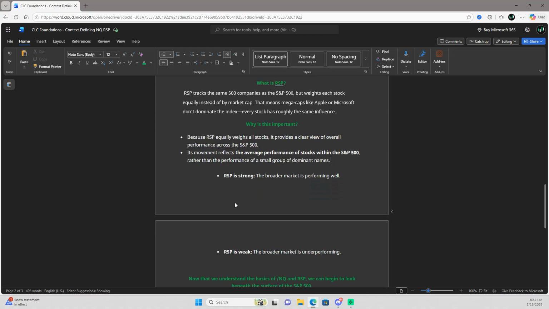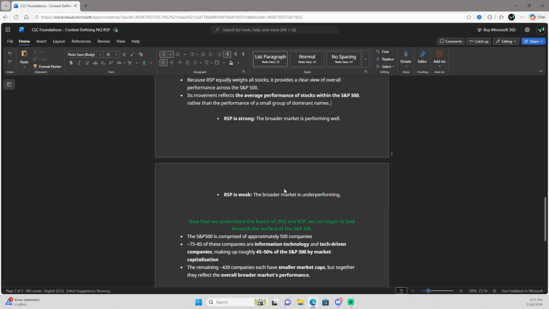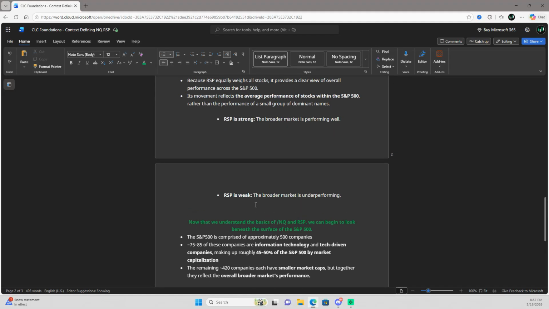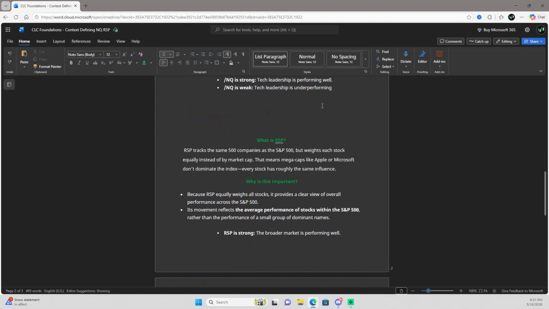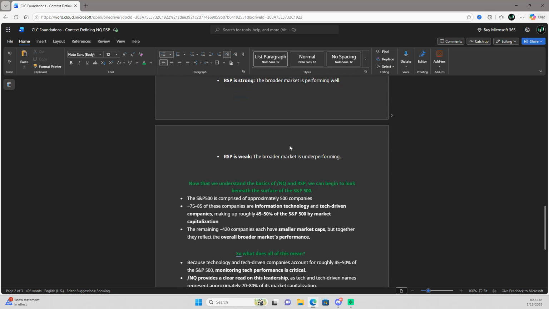So if RSP is strong, that means that the overall broader market is performing well. If RSP is weak, that means that the overall broader market is underperforming. So those are the basics of NQ and RSP. NQ is just a proxy for tech, and RSP watches the average performance of stocks within the S&P 500. So now we can actually move on to why that's important for the S&P 500.